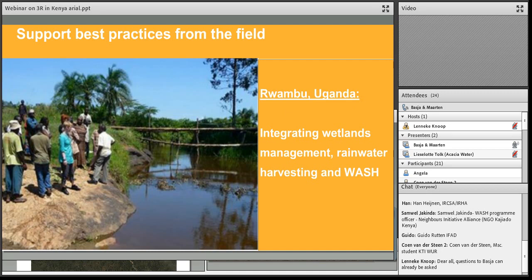It's actually called an e-pilot because it focuses a lot on environmental sustainability in rainwater harvesting, wetland management, and WASH in this region. The pilot also focuses on other so-called sustainability criteria and serves as an evidence-based learning project on the integration of water harvesting and wetland management.